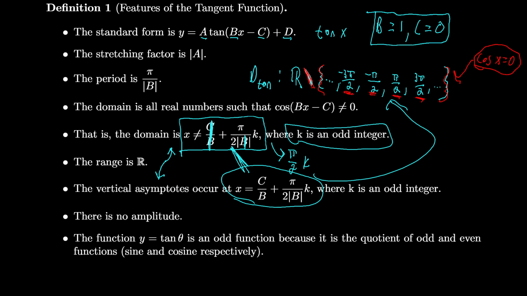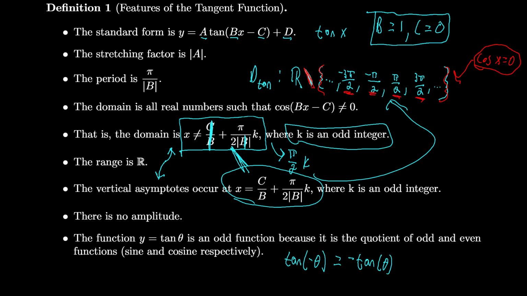And then the function y equals tan theta is an odd function because it's the quotient of an odd and even function. That is, it being an odd function means that the tangent of negative theta equals negative tangent of positive theta. It means that you can pull the negative sign out. That's what odd function means. So get all that down.